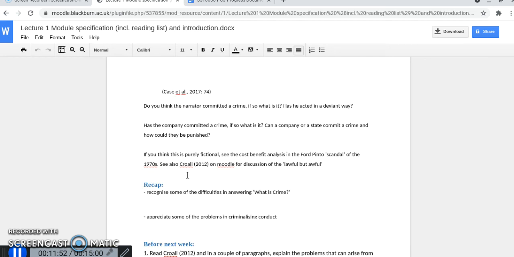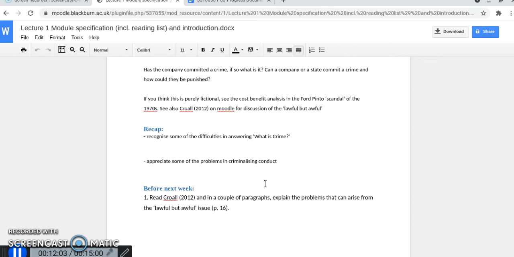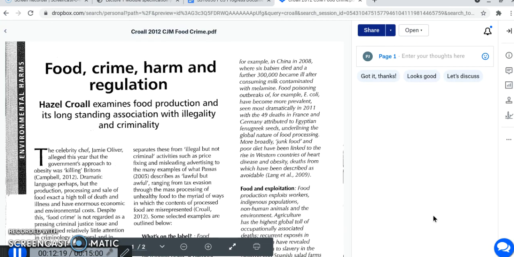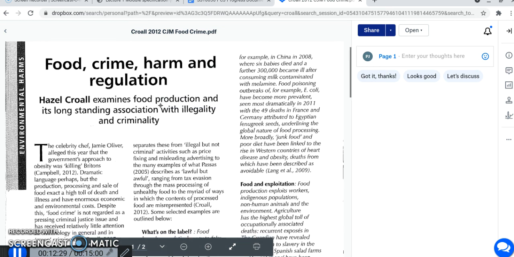The lecture finishes on page six with an invitation to think about the rule of law principle and the behaviour of food companies. Now, for the seminar work for next week, we need to read Kroll 2012, where the research comes from, and in a couple of paragraphs explain the issue of things being lawful but awful. This work can be done if you download a copy of Kroll 2012. So remember, what we're trying to do is make some points about things being lawful but awful.